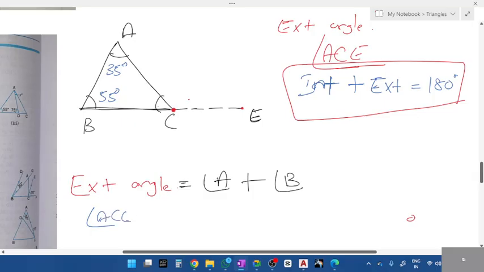How will you find ACE? What's the answer for ACE? Which two will you have to add? And the exterior angle ACE is equal to angle A plus angle B, 35 degrees plus 50 degrees. Yeah, how much is that?